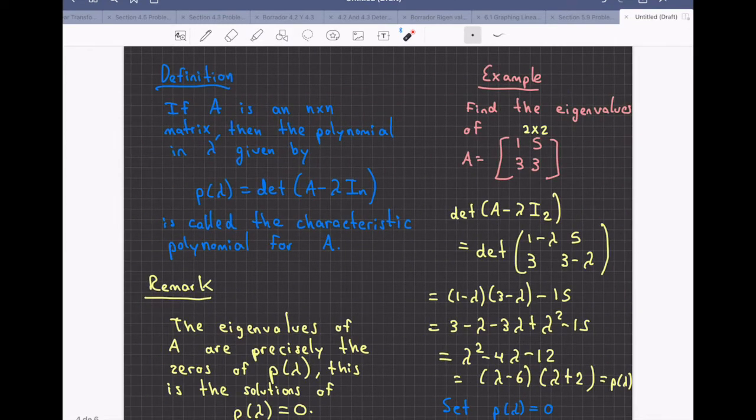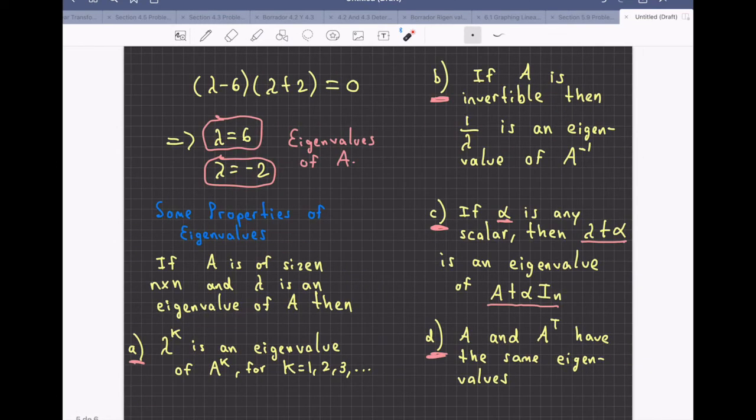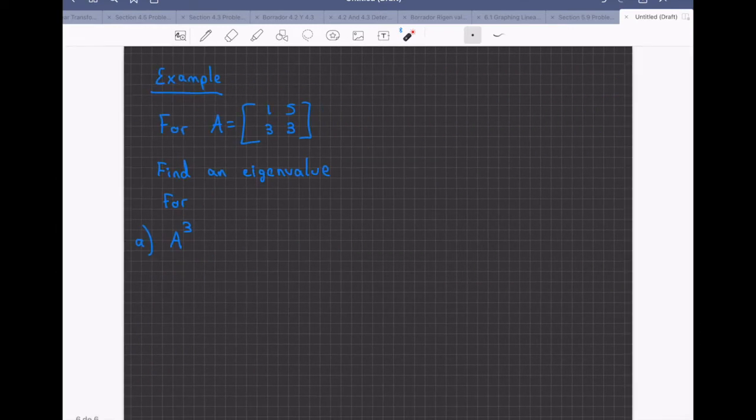Example. For the matrix we saw before, A equal to 1, 5, 3, 3, find an eigenvalue for A raised to the 3. Notice, this is the same matrix we saw in the previous example. We know this matrix has two eigenvalues, 6 and -2. We can choose the number 6. Well, but if you want to choose -2, no problem. But I'm going to choose 6.